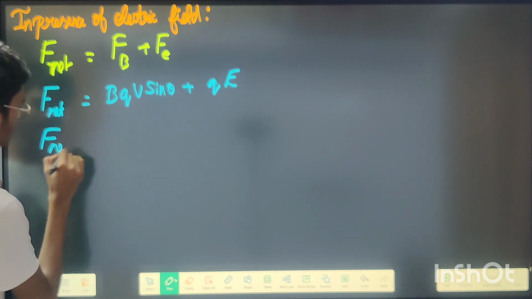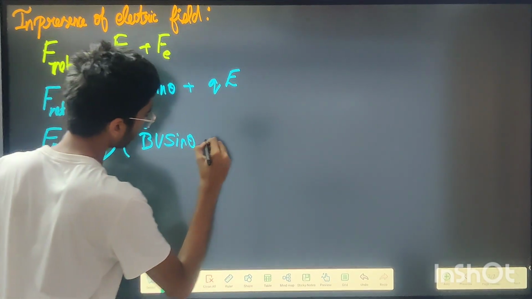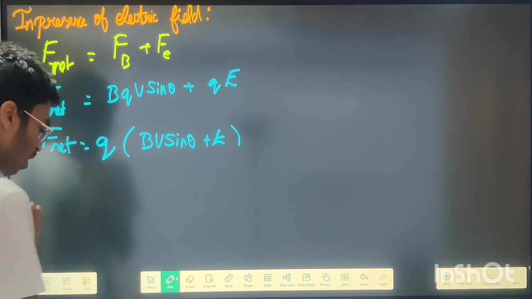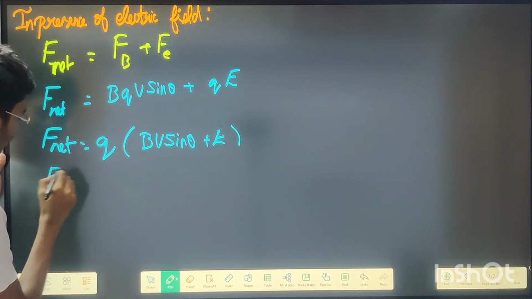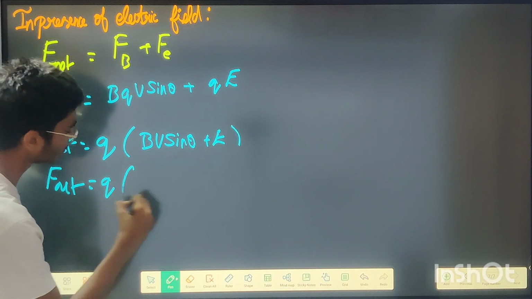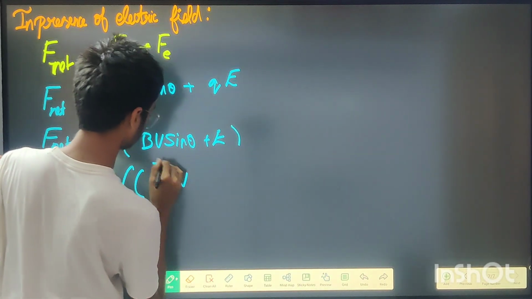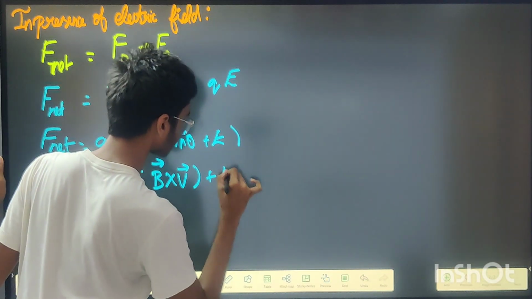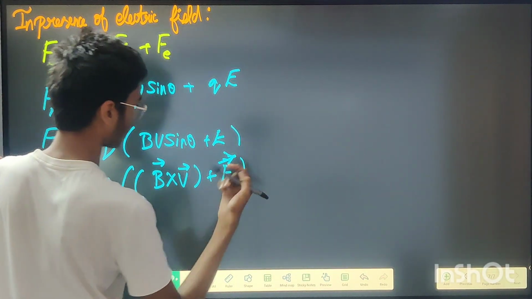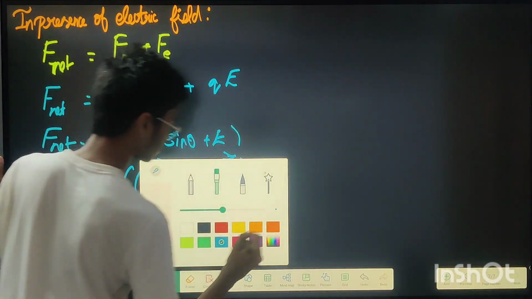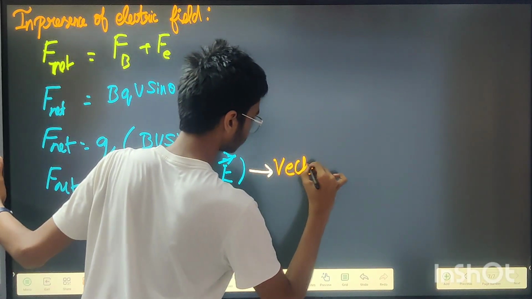So F net is equal to, take q as common, q into vB sin theta plus E. So this B and V can be done as a cross product. So q into B cross V plus E. E is also an electric field. This is in terms of vector product. Only one concept is left, and that will also be completed today.